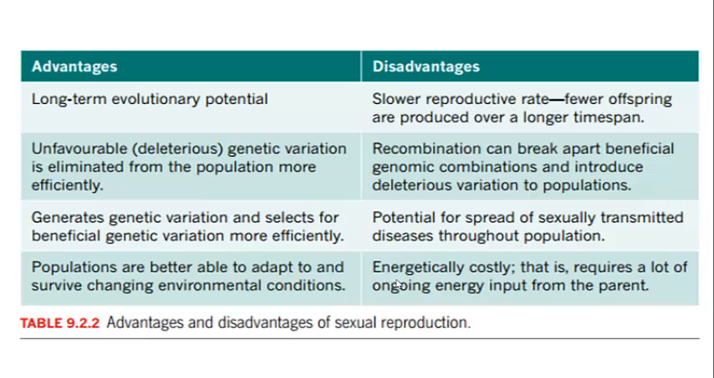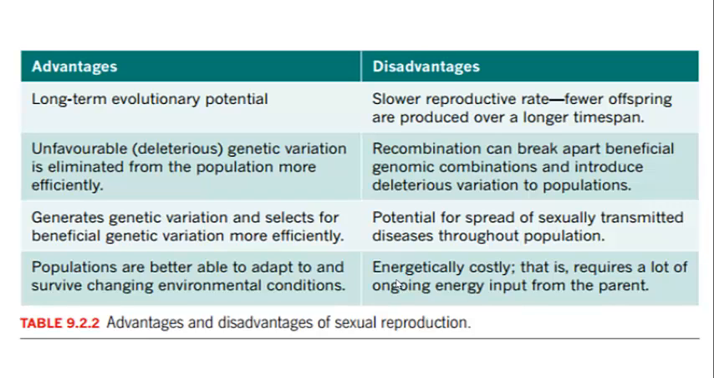The disadvantages, however, are that we have a slow reproductive rate. We have fewer offspring produced over a longer time span. If you think about the way that we reproduce, we undergo sexual reproduction. So we need to wait to find a mate. We need to have a mate that's suitable. We need to have a long gestation period. We need to have proper gametes that are produced all the time, that are healthy, that we can then take advantage of when we do find that mate.